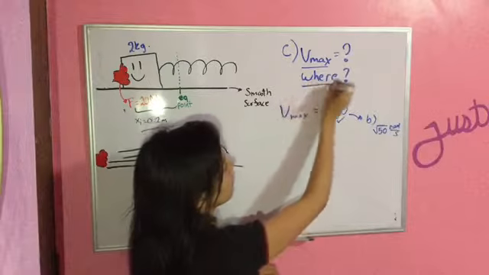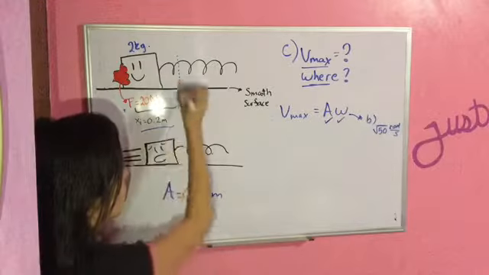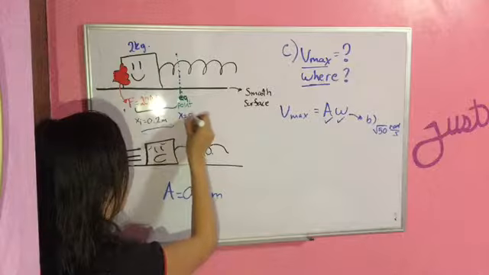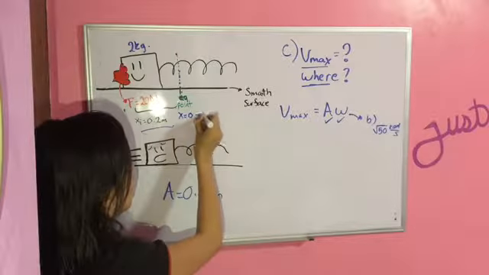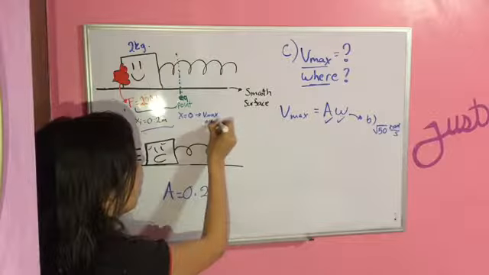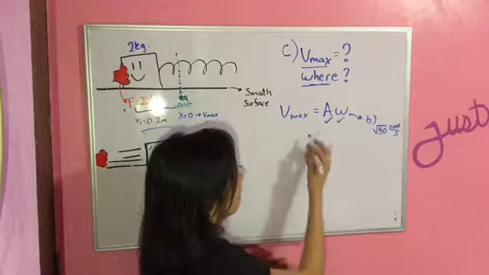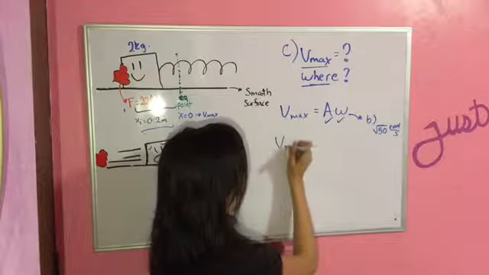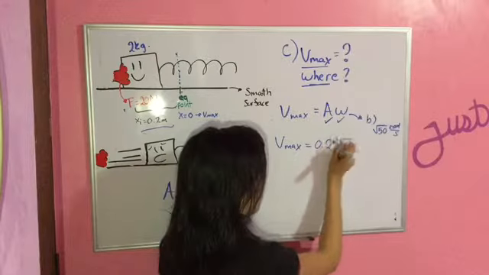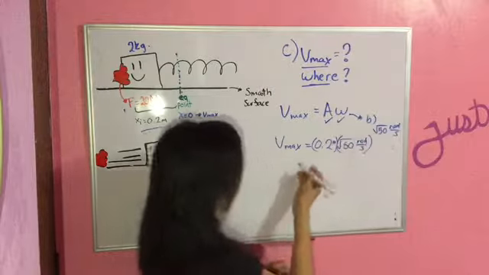And the harder question is, where is that maximum speed achieved? Well, the maximum speed is where the object is at the equilibrium point. So that distance is equal to 0, so the maximum velocity is achieved at x equals 0. And the value of the maximum speed is 1.41 meters per second at x equals 0.